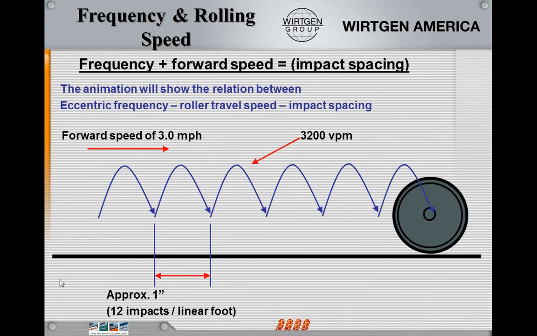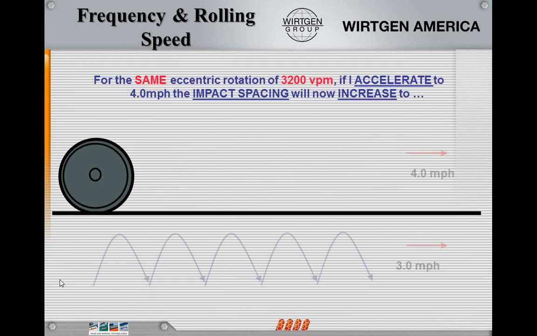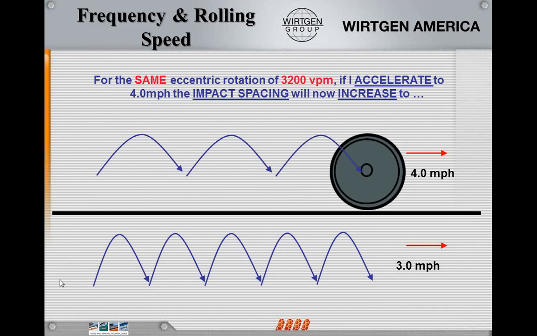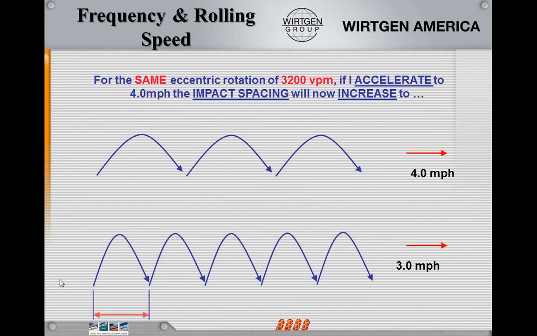So we want them, 12 is kind of the minimum we want to look at. Now the same example, only we're taking that same VPM of 3,200 VPM and increasing the speed from 3 to 4 miles per hour. We go from 12 impacts per foot down to 9 impacts per foot. So now we're getting into that area where we're almost leapfrogging trying to get our compaction.